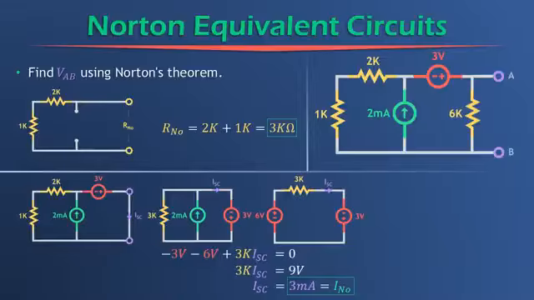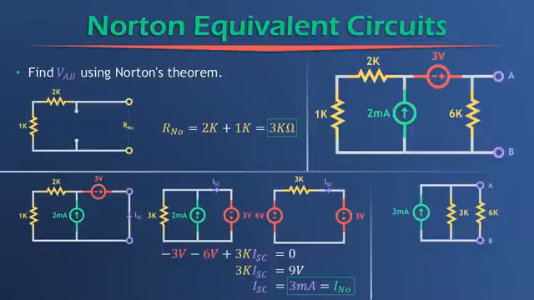Now let's rewrite our circuit in its Norton form, and now we can solve for VAB. Here it is. We have our 3 milliamp source, which we just determined, in parallel with the 3K resistor. And now, again, as we did before, we're going to tack on that 6K load resistor right here, because that has to be included in our analysis to find VAB.